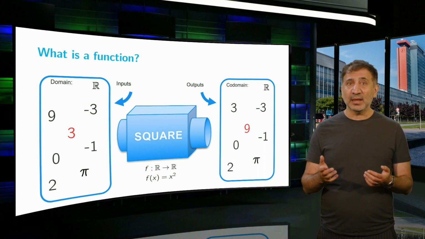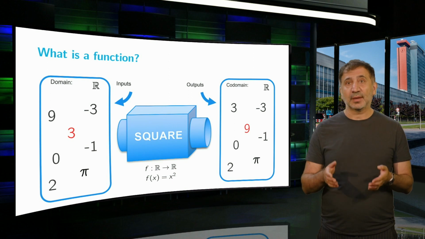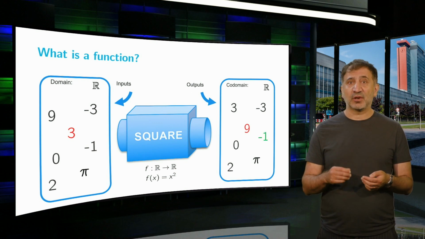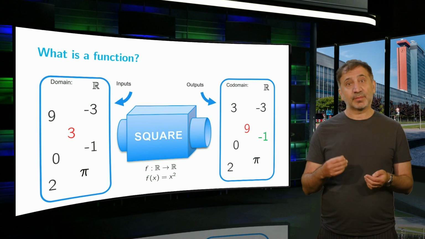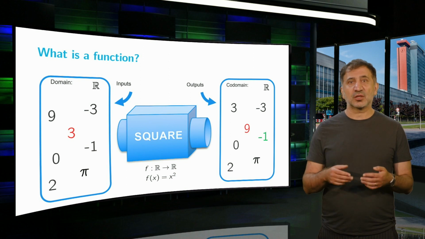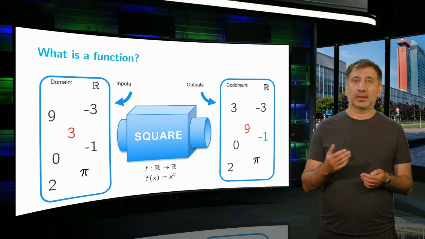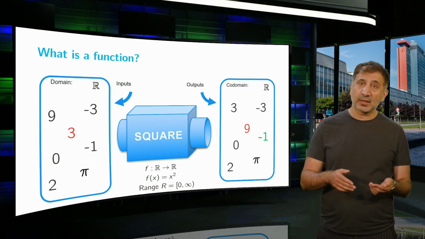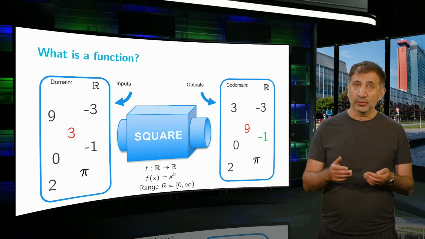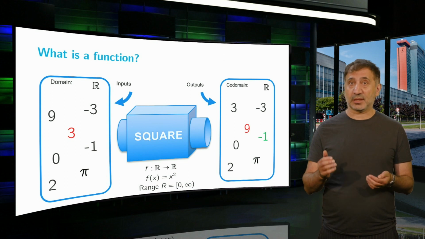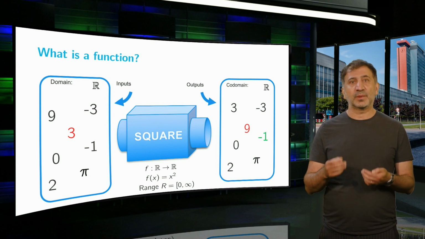Notice that not all elements of the codomain are reached as images by the function square. For example, the element -1 is not reached by the function square, since a square can never be negative. The set of all actual outcomes of a function is called its range. In our example, the range of f is the half open interval from 0 till infinity. Notice that the range is a subset of the codomain, but as in our example, it does not have to be the entire codomain.